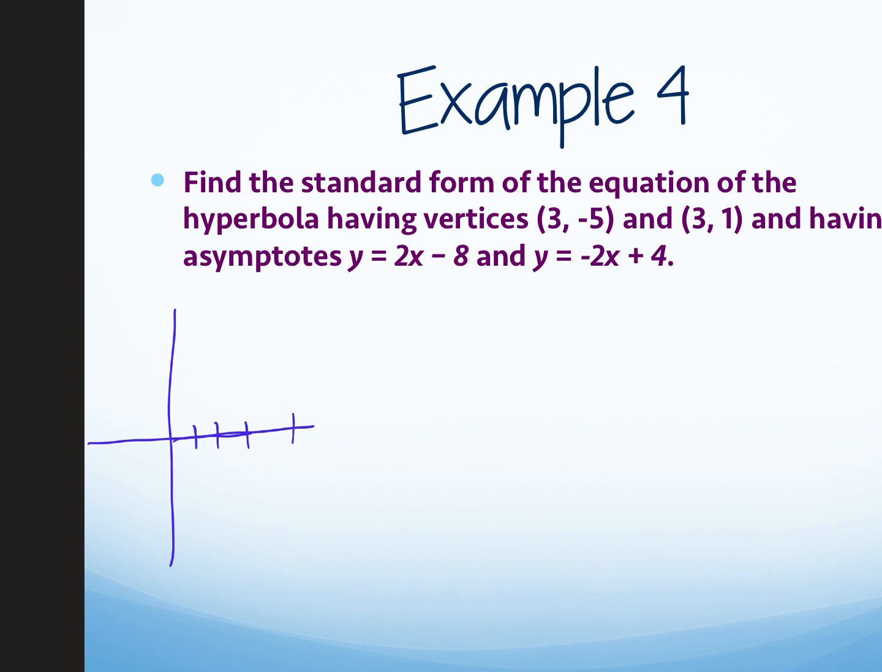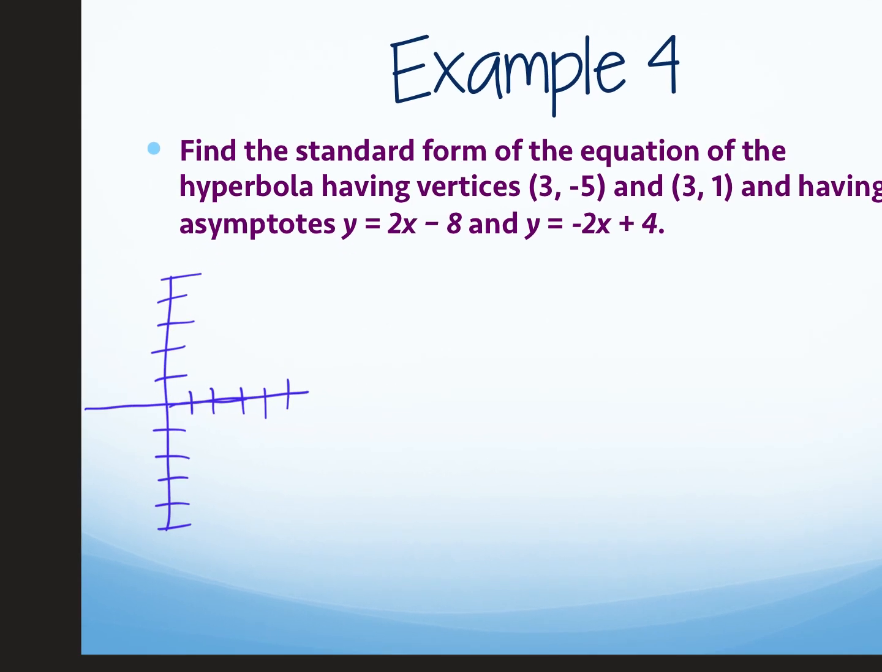There's not going to be a picture, guys. You need to draw one. So I have two vertices. I have one at 3, -5, so 1, 2, 3, -5. That's a vertex. And I have one at 3, 1: 1, 2, 3, 1.